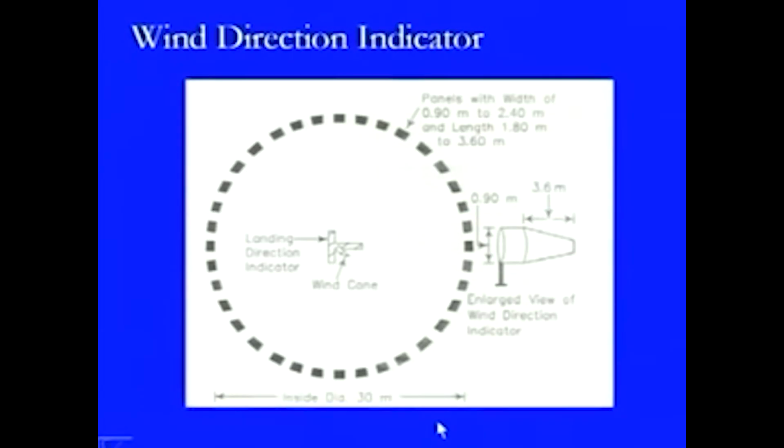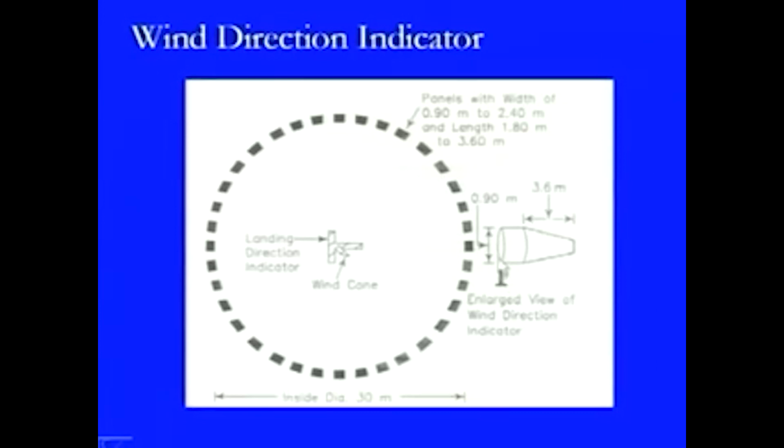This diagram tries to show the same thing. This is one segmented circle as shown here. The inside diameter of this segmented circle is 30 meters. Within this segmented circle, we are providing the landing direction indicator as shown here. This is a T which is located here, telling the landing direction, and at the side of this, the wind cone is provided, which shows that the wind is flowing in this direction.